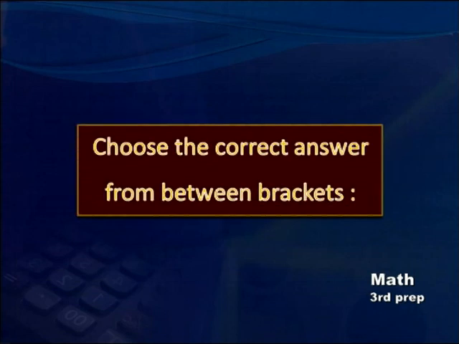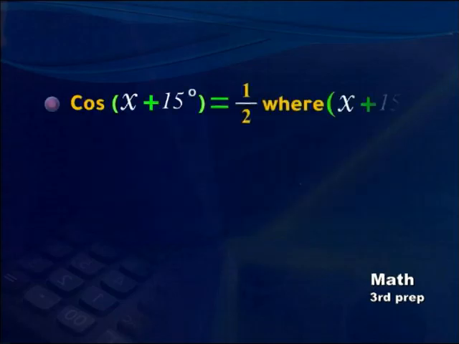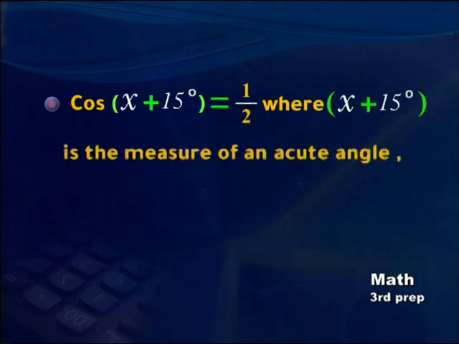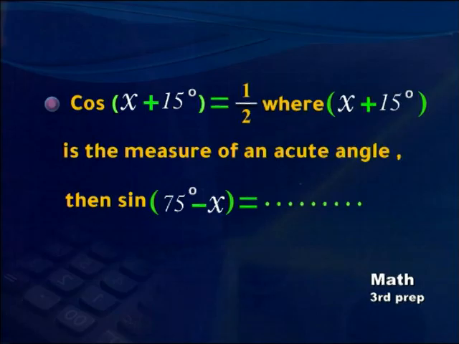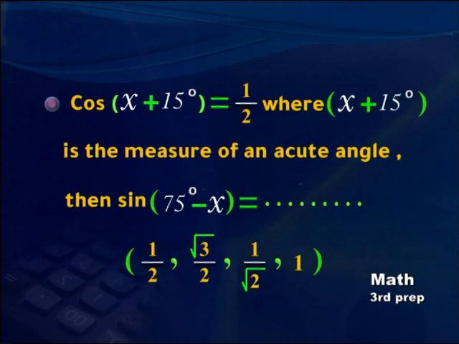First, choose the correct answer from between brackets. Cosine x plus 15 equals half, where x plus 15 is the measure of an acute angle. Then sine 75 minus x equals what? Is it half, or root 3 over 2, or 1 over root 2, or 1?